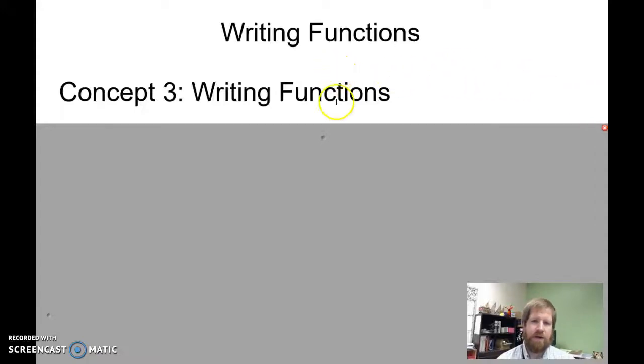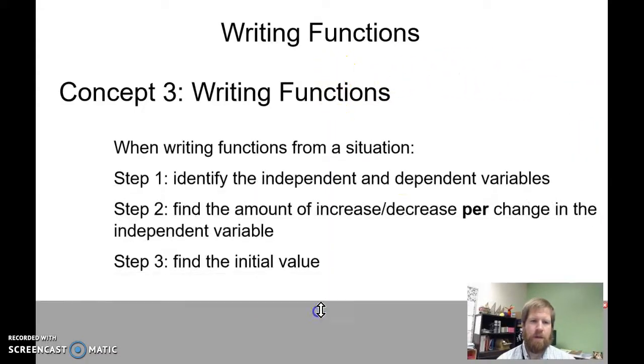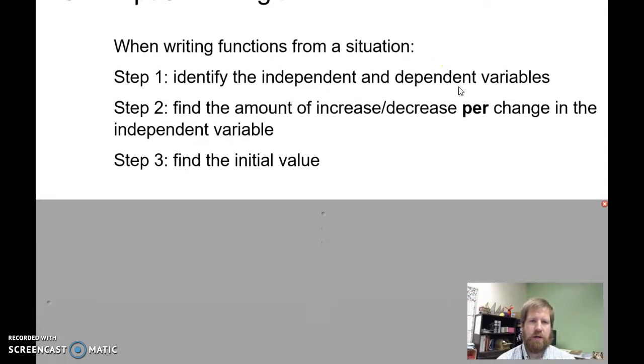Concept 3, writing functions. So when you are given a situation and you have to write a function based on that situation, your first step is going to be identifying the independent and dependent variables.